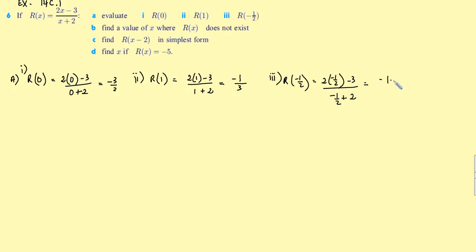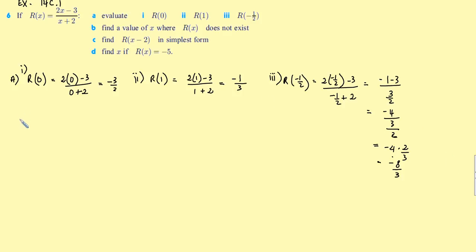And so when I simplify that, well, I can simplify the top by multiplying it, so I get negative 1 minus 3 divided by negative 1/2 plus 2, so we'll get a common denominator, which gives me 1.5. So that'll give me 3 over 2, and so I get negative 4 over 3 over 2, which becomes negative 4 times 2/3. And that ends up giving us negative 8 over 3.